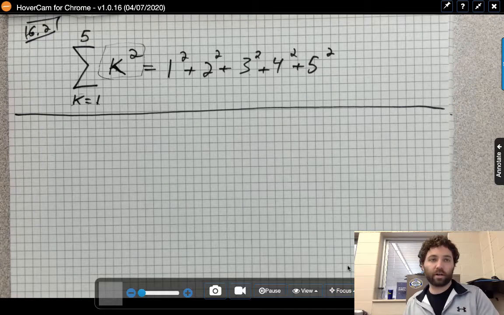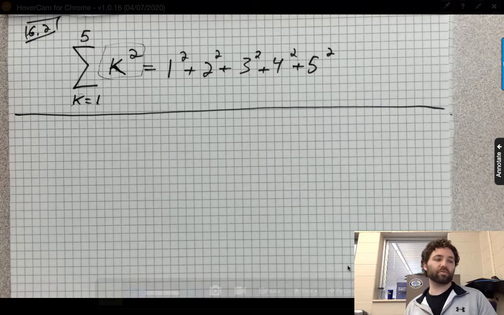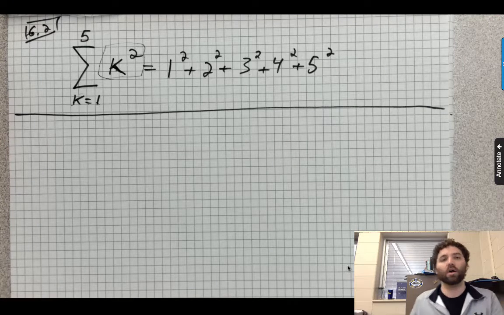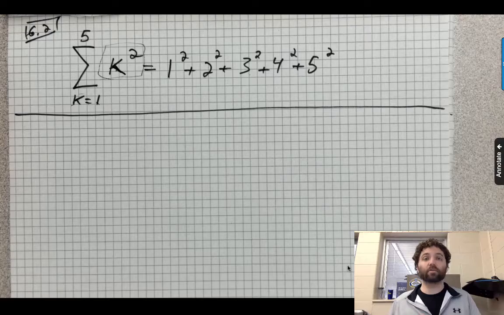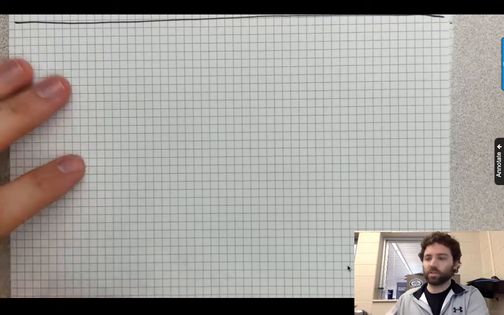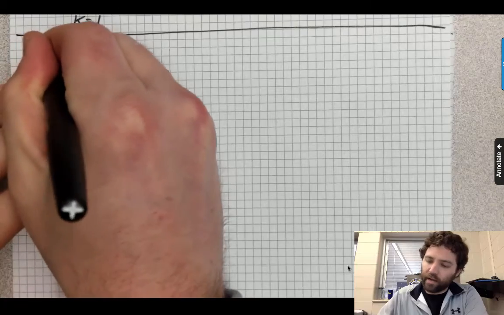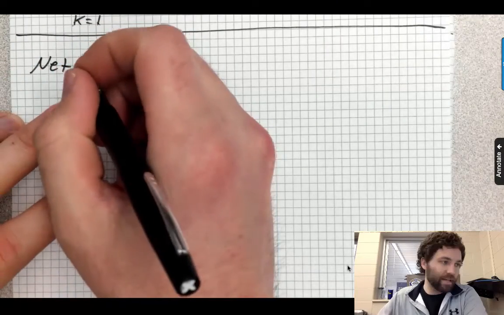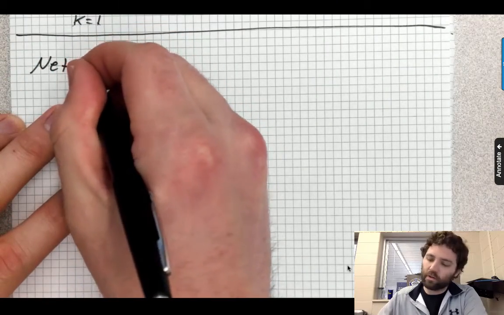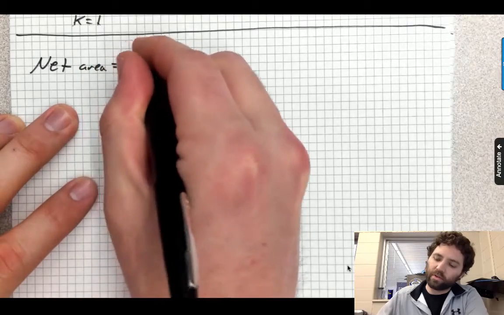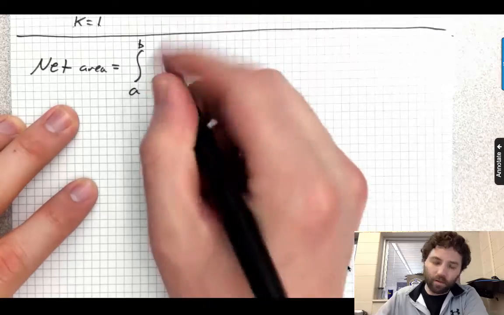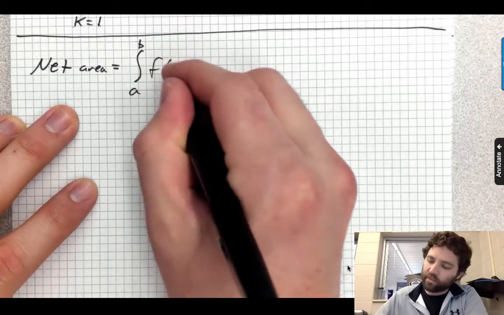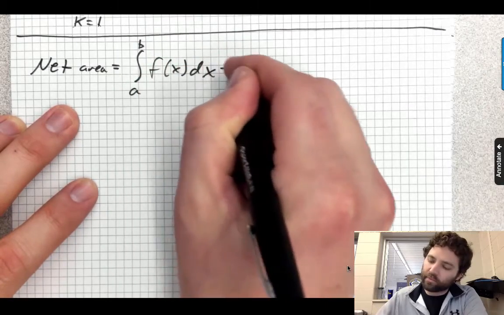All right, so I want to pick up in this video where we left off from part one. In part one, we talked about, well, I proved the definite integral, right? And so I want to pick up there. And so just to reiterate, the net area between a curve and the x-axis is equal to the integral from a to b of f of x dx.